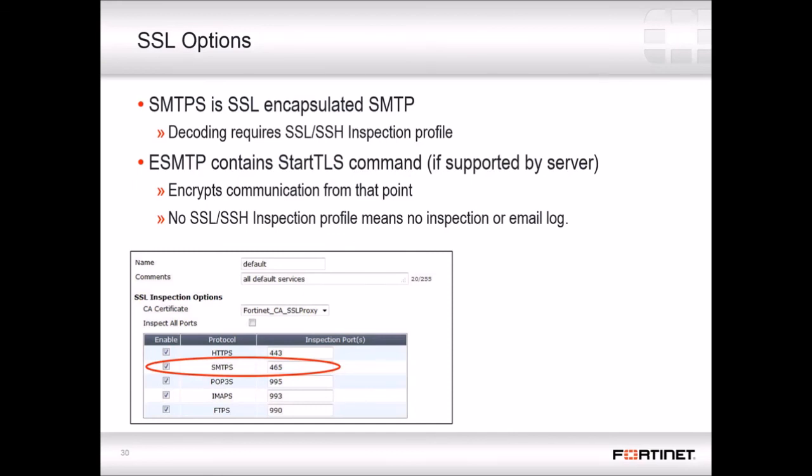ESMTP also contains a command called STARTTLS, which is not supported on all mail servers. If this command is invoked and there's no SSL SSH profile in place, the FortiGate will simply stop doing inspection for that session since it can't read any more information without using CA certificates that would be in the SSL SSH inspection profile.